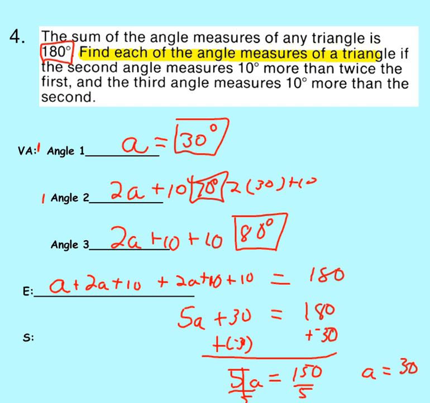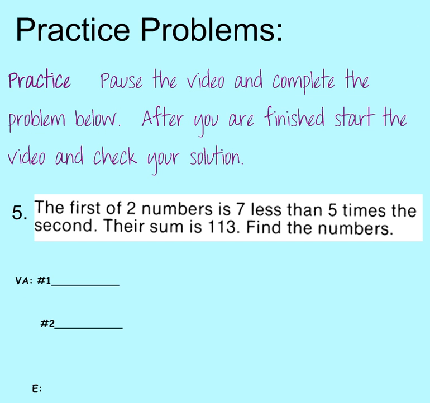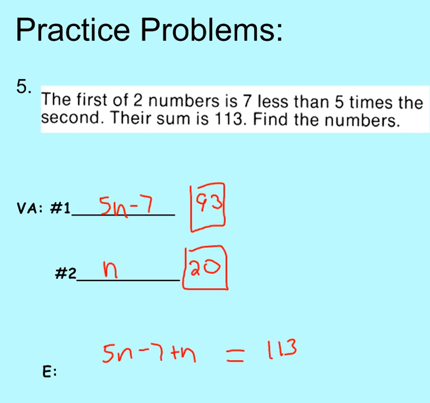Now let's go ahead and do some of your practice problems. We're going to be doing more of these unknowns tomorrow in class. Practice problem number 1. Go ahead and set up and solve this, pause the video, and then you can check your answers. Pause the video now, and I'm going to bring the answers up. Here's your answer for number 5. The first number is 93, and the second number is 20. Check your work, make sure your equation matches what I have here.